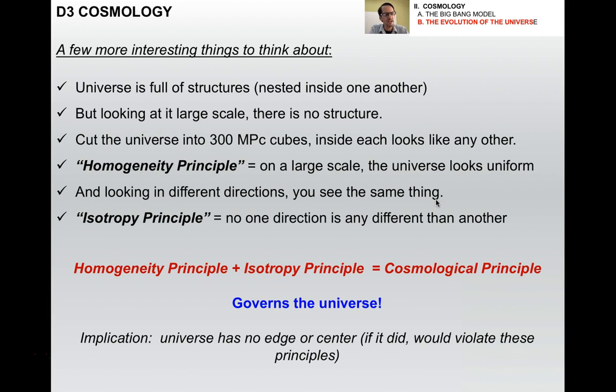If you look in any direction in the night sky, you're going to see the same thing. The combination of these two principles is what's called the cosmological principle, and it basically governs the universe. And the implication is this: the universe has no edge or no center. If it did, it would violate these principles. Okay, so this is a lot of stuff to think about.